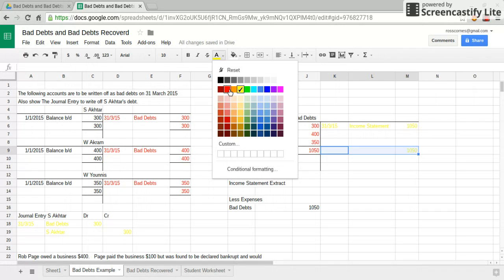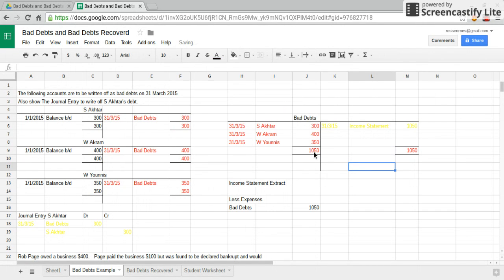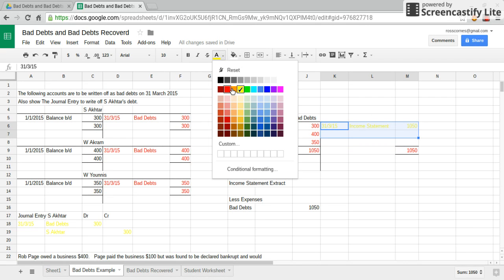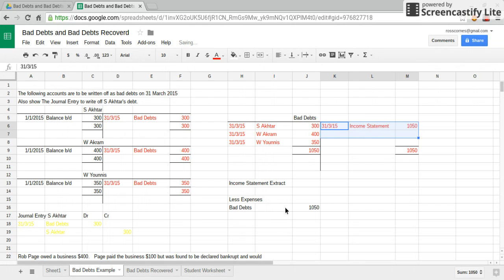Total amount of debt that's being written off is therefore 1,050. And that appears in the income statement as an expense. So it goes in with all the other expenses, less expenses, no problem.